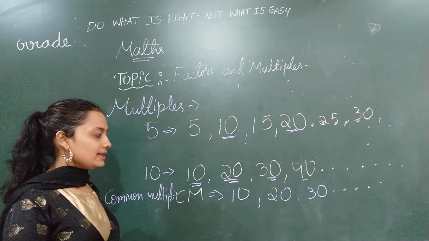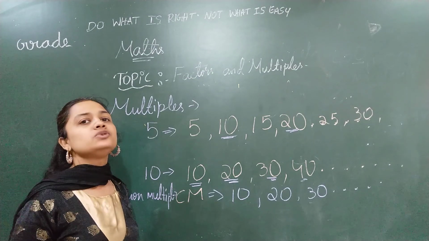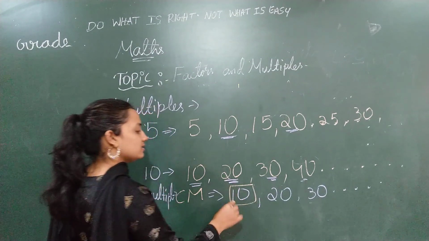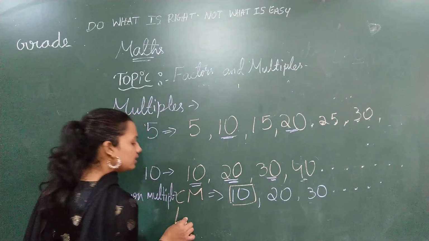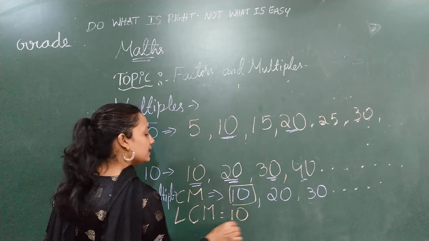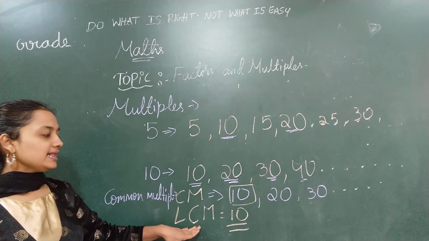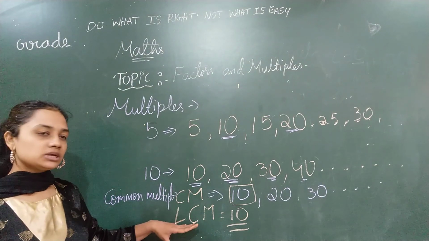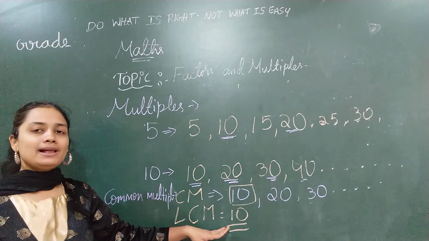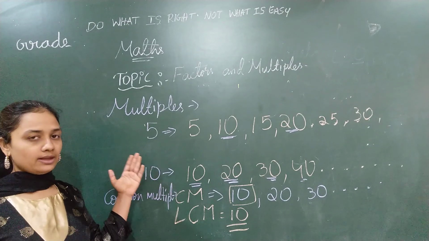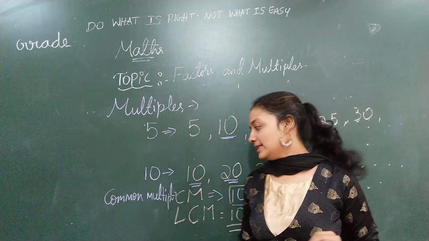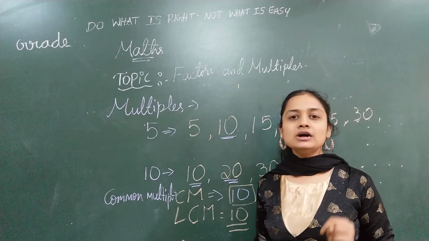Okay, now these are the common multiples. Among these common multiples, which is the very smallest common multiple? 10. So 10 becomes the lowest common multiple. So LCM means lowest common multiple. This is how you find the lowest common multiple. This is the normal way, by listing the multiples. But we have two different ways to find this LCM. Today we will be learning the two ways.